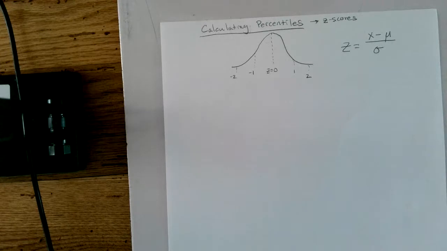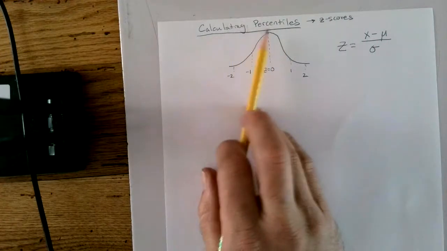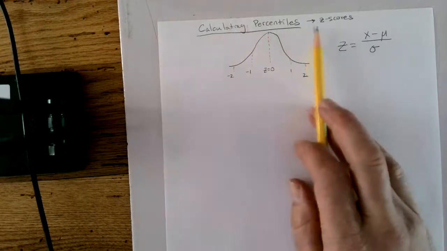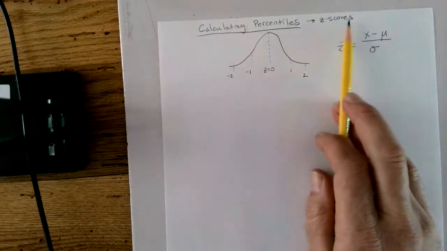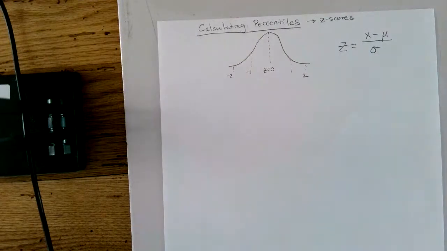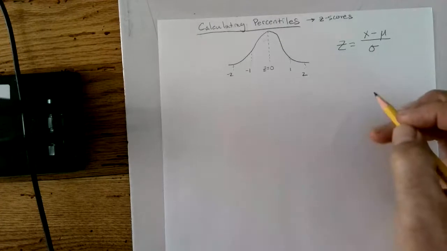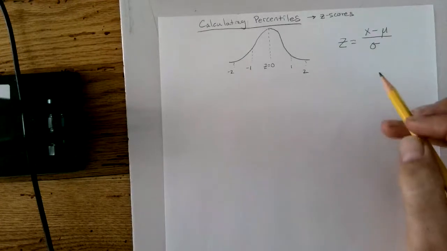You're going to calculate something that's unique about you. What we want to do is calculate a percentile, and in order to do that, we need what's called a z-score. And this is our formula, and I'll show you what it all means. But let's just get a general idea here of what we're talking about.